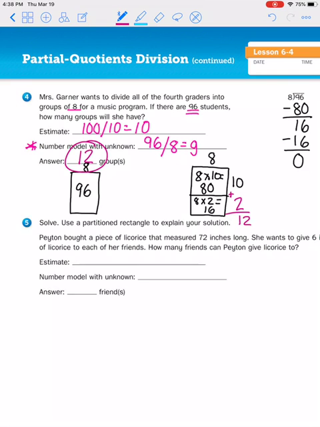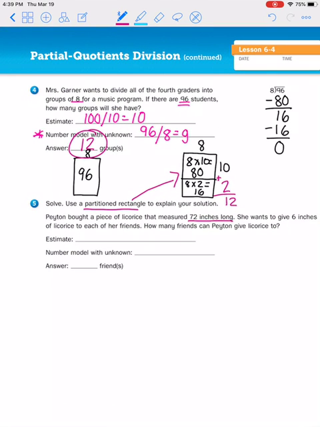Now, solve using a partitioned rectangle, which is what we've been doing to solve all of these. This is a partitioned rectangle. It's a rectangle that you split up into different smaller parts. Peyton bought a piece of licorice that measures 62 inches long. She wants to give 6 inches of the licorice to each of her friends. How many friends can Peyton give the licorice to?